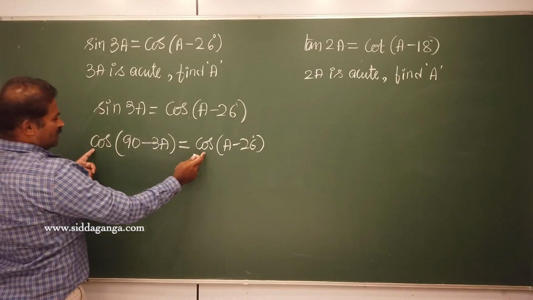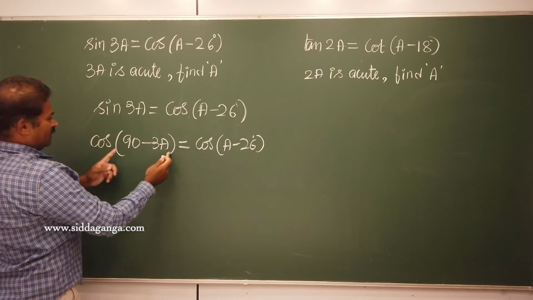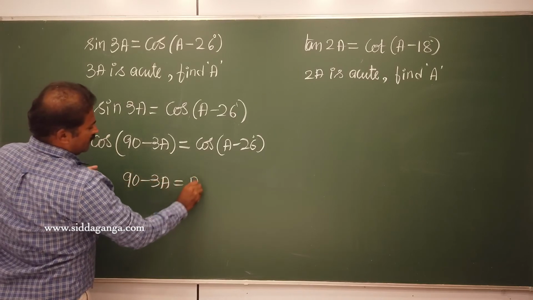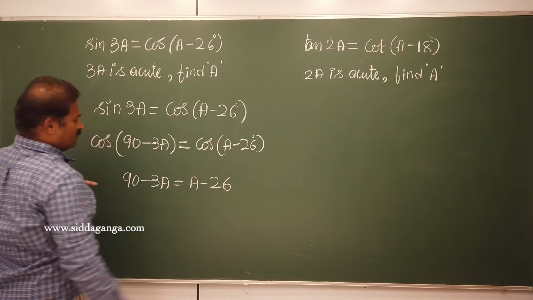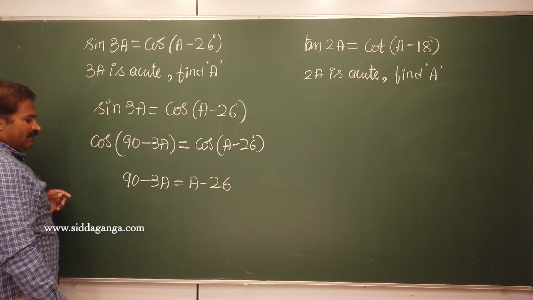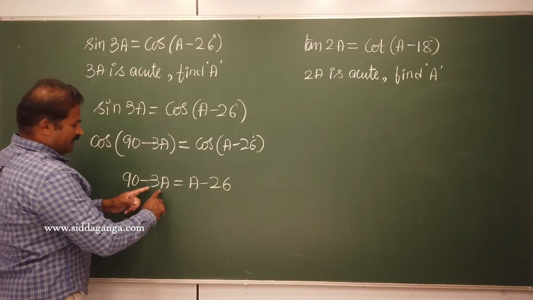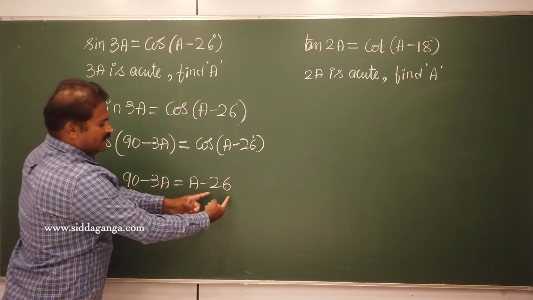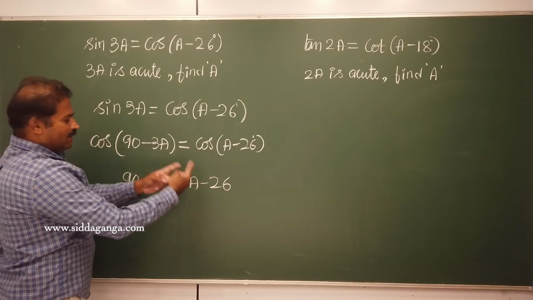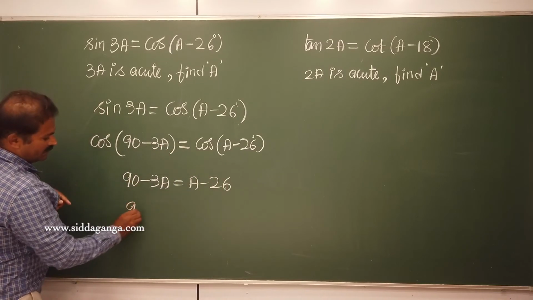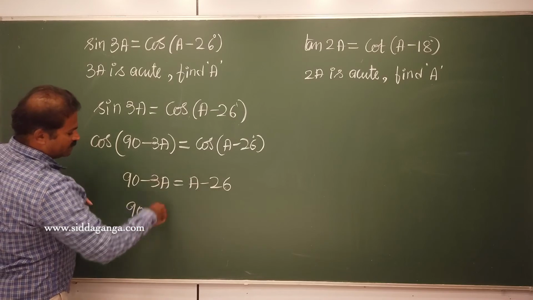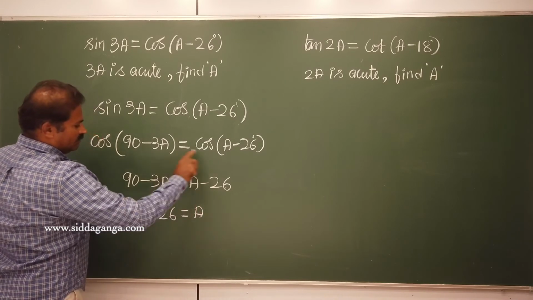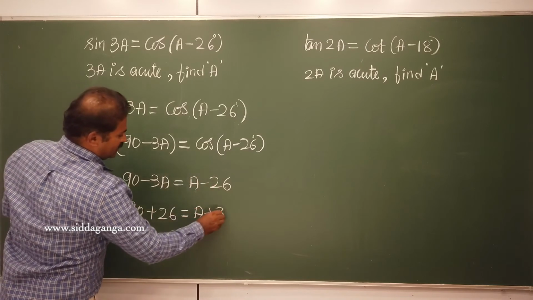Now you have cos and cos on either side. So therefore you can relate 90 minus 3A equal to A minus 26. So now this is a pure solving of equation. You can shift 3A to that side, so minus 3A will become plus 3A. You can shift minus 26 to this side, that becomes plus 26. So 90 plus 26 is equal to A plus 3A.